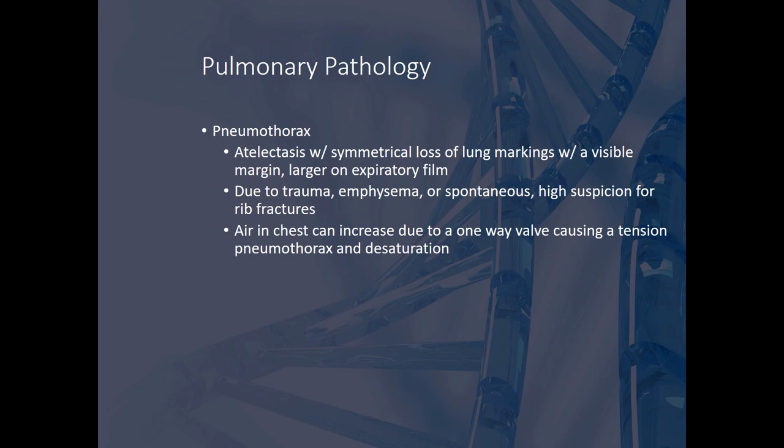So pneumothorax, we get atelectasis, that's symmetrical loss of the lung markings. We'll actually look and see the defining margin of that on the next slide. This is often due to rib fractures, trauma, penetrating injuries, can be spontaneous, can be seen in chronic illness such as emphysema. When we get a one-way valve, it can be something called a tension pneumothorax. Patients can desaturate from such a thing.